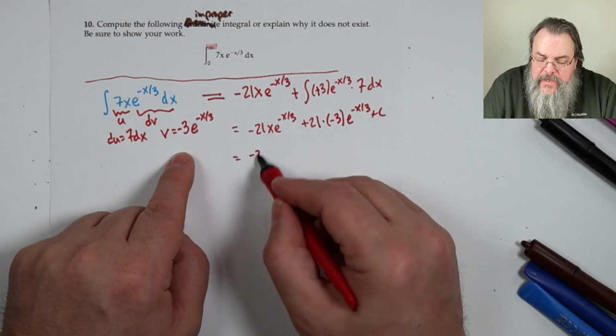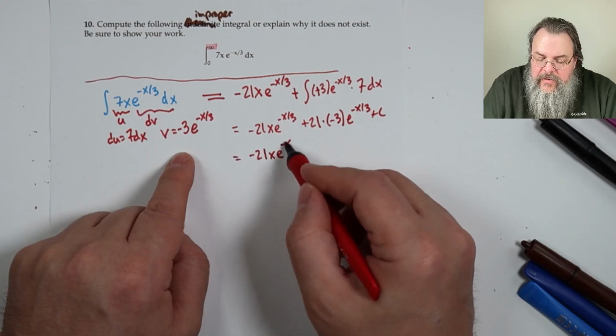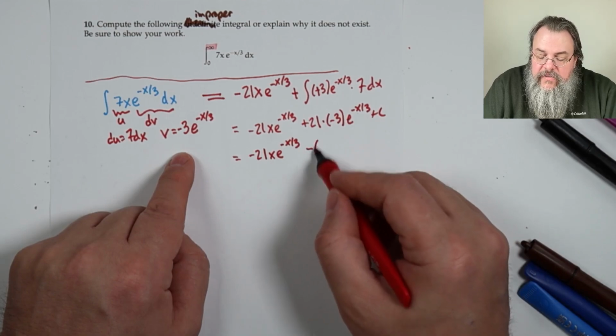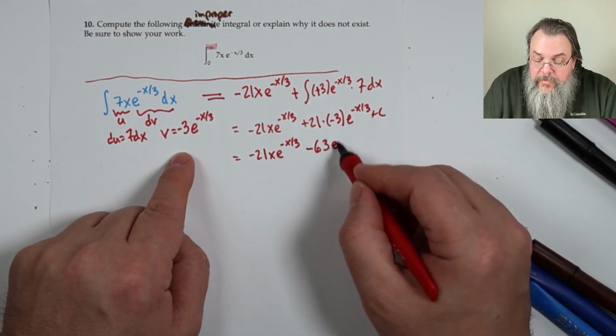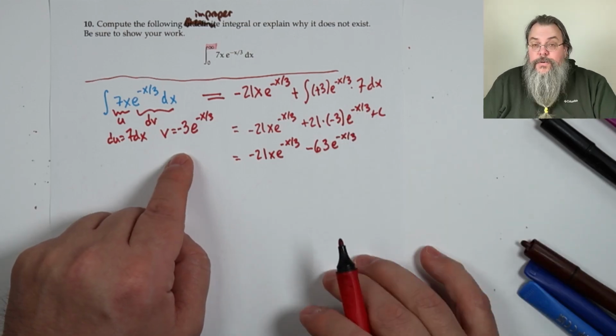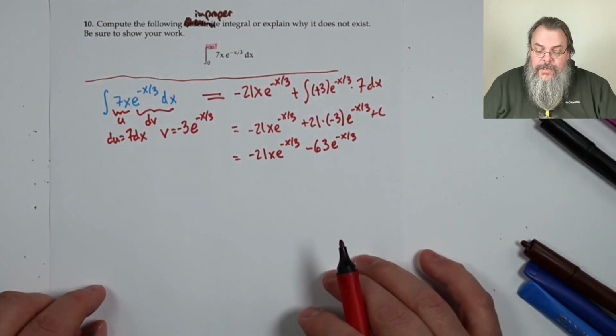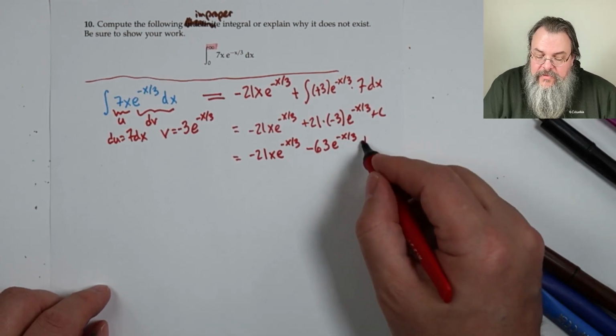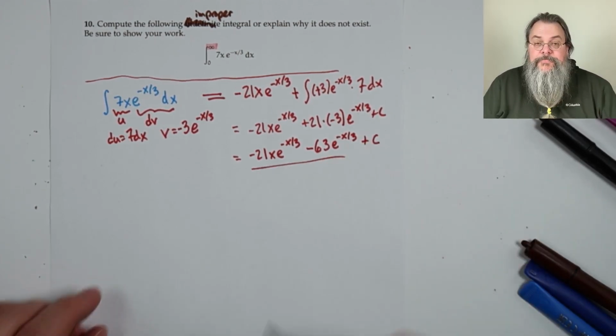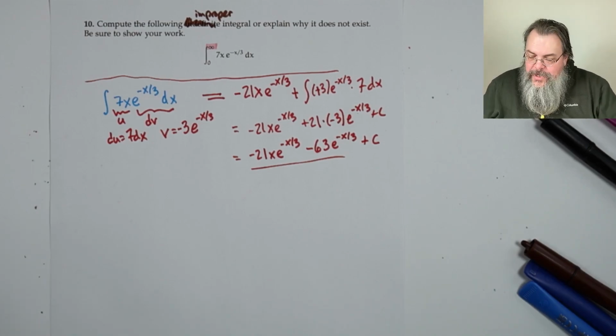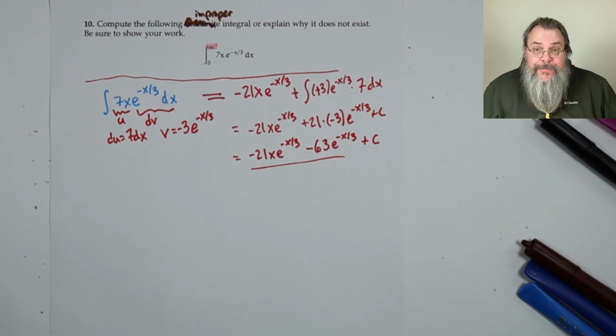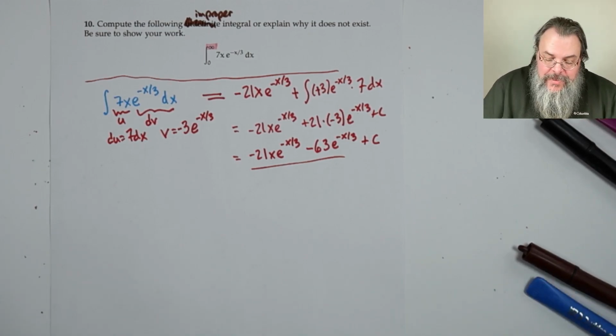Or if you like, minus 21x e to the minus x over 3 minus 63 e to the minus x over 3. Wow. Whew. What an expression. Plus c. Okay. All right. Well, now let's jump back to our problem.